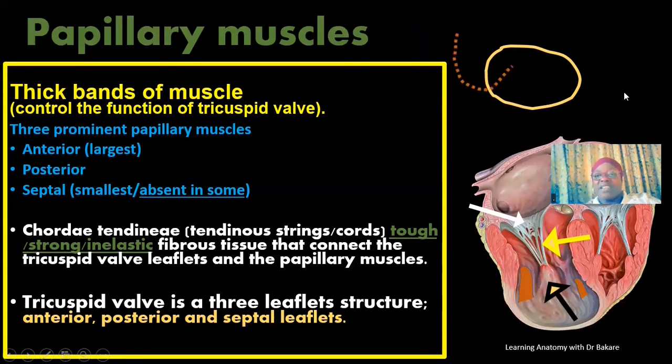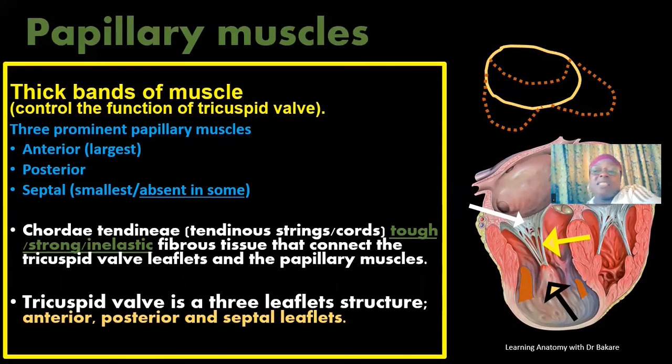So we have the anterior leaflet. This is the anterior leaflet that is seen in the anterior part. And we have the posterior leaflet that is seen behind. Then we have the septal leaflet. This is the septal leaflet that is created around the region of the interventricular septum. So these are the three leaflets.